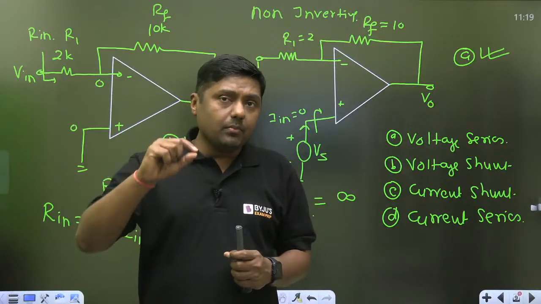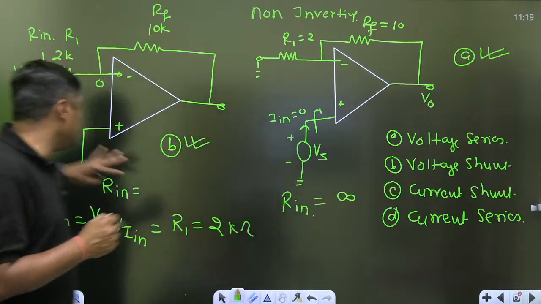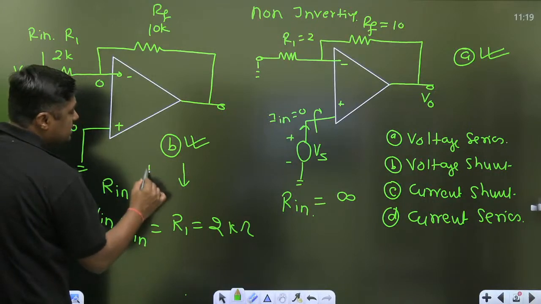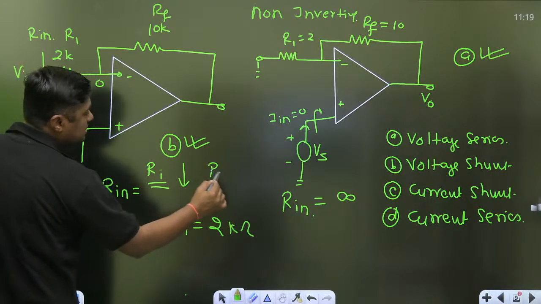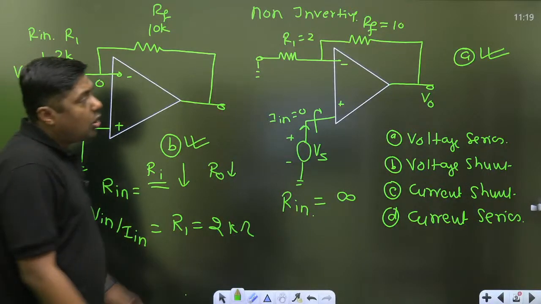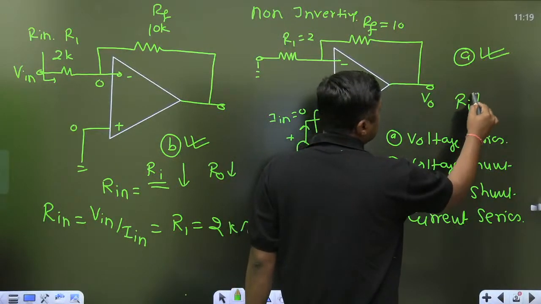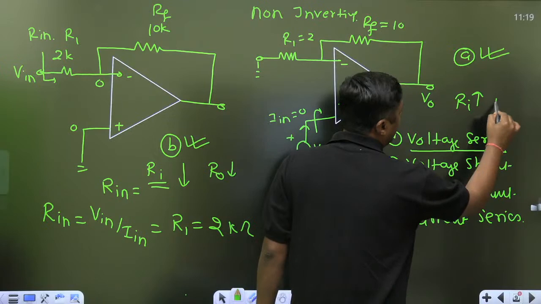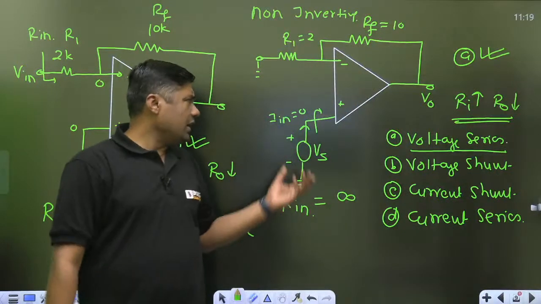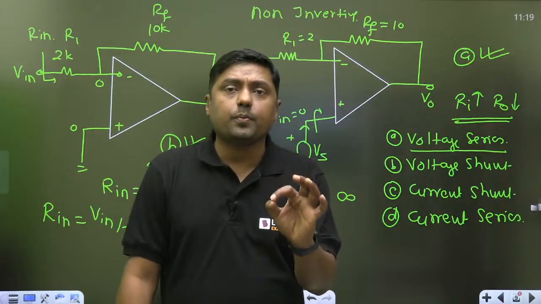And remember that in voltage shunt feedback, input resistance decreases, and that's why the input resistance is very small. In voltage shunt feedback, input resistance decreases, output resistance also decreases. Or in this case, always remember, input resistance increases because of this voltage series, output resistance decreases. So ideally we are calculating infinite, otherwise the input resistance is very very high in case of non-inverting operational amplifier.